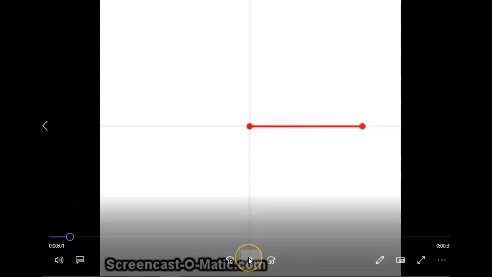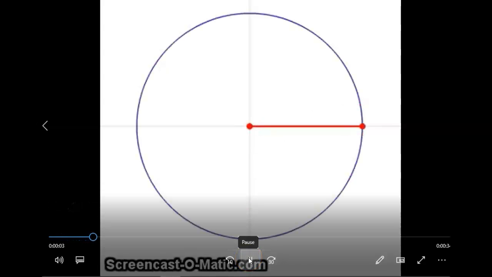We start with a circle of radius r. We take that radius distance and wrap it around the circle. The angle formed by that radius distance is 1 radian.